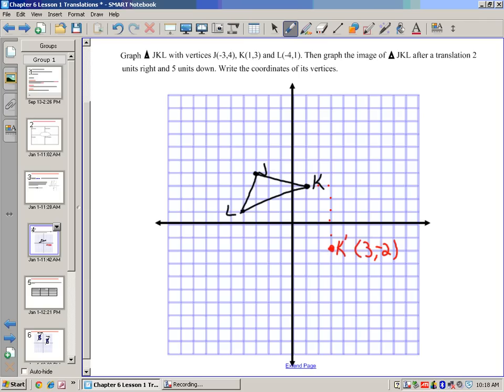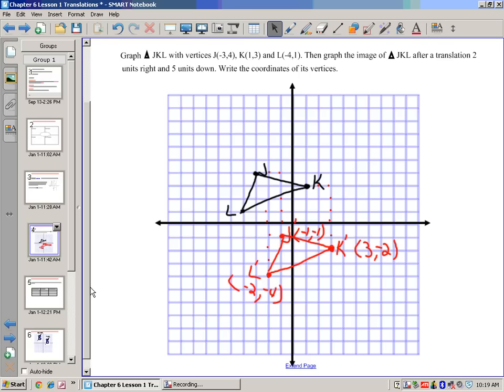Let's look at J. J, we're going to go over 2 and down 5. 1, 2, 3, 4, 5. There's our new J. J coordinate, negative 1, negative 1. And our last one, L. L, we're going to go over 2, down 5. 1, 2, 3, 4, 5. There's our L. Our new coordinates for L are negative 2 and negative 4. That's L prime, that's J prime. This is our new image. And there we have it. There is our translation of triangle JKL.